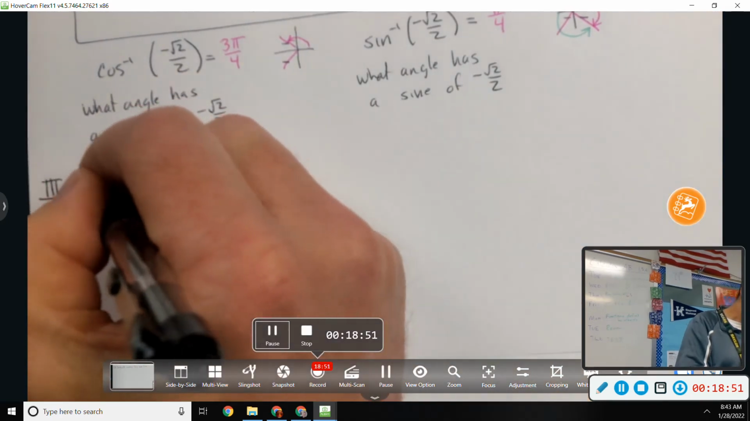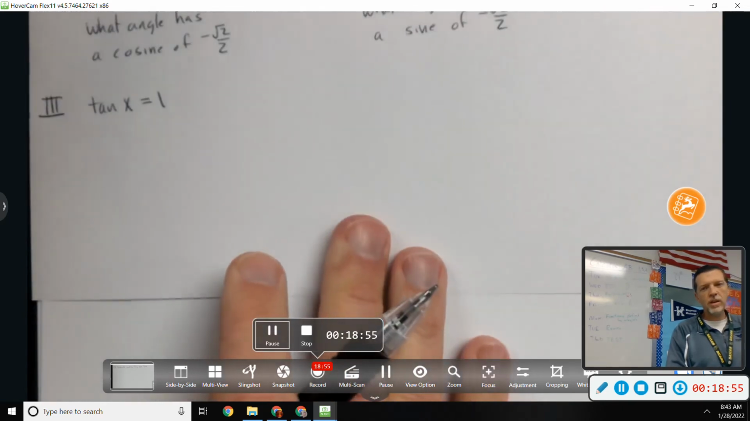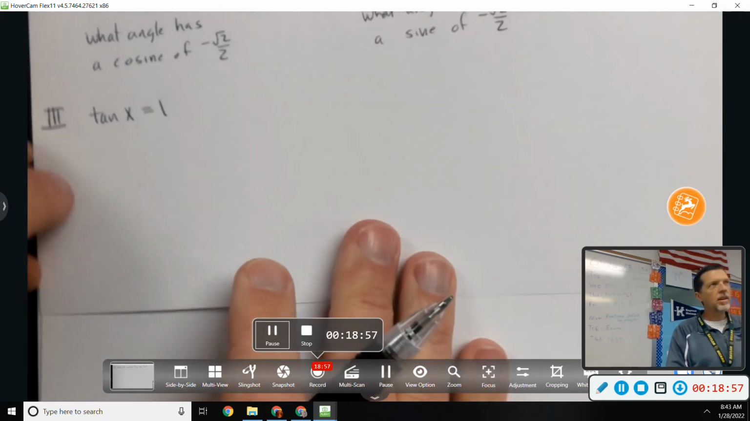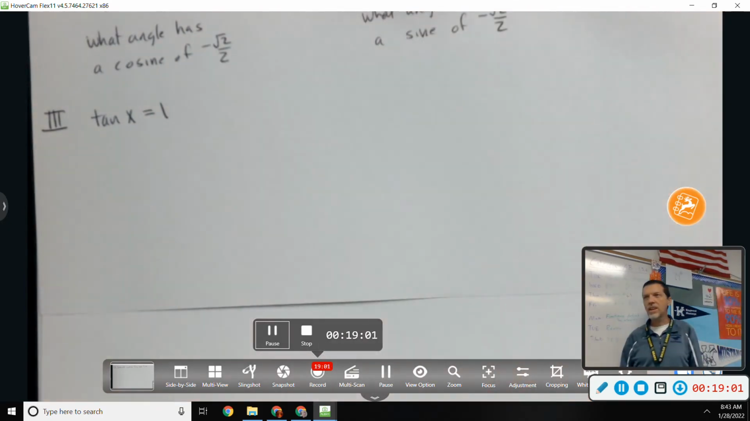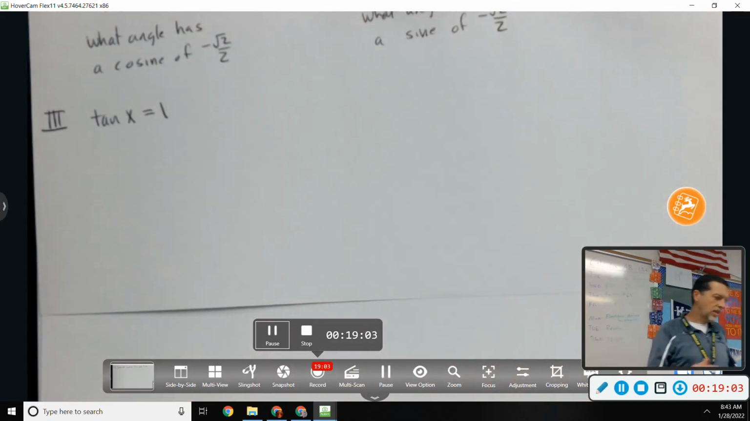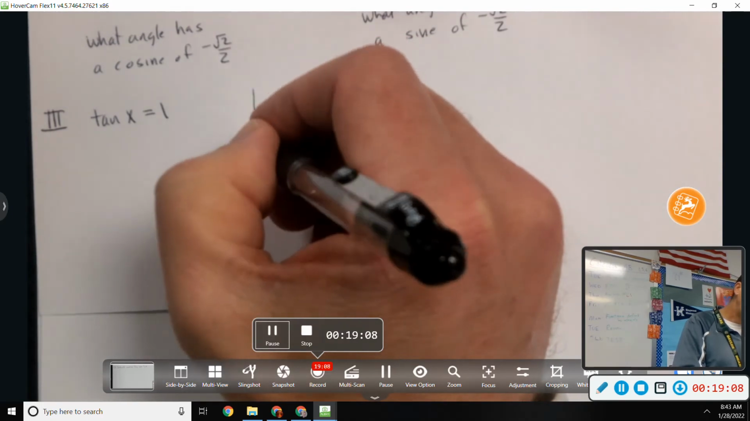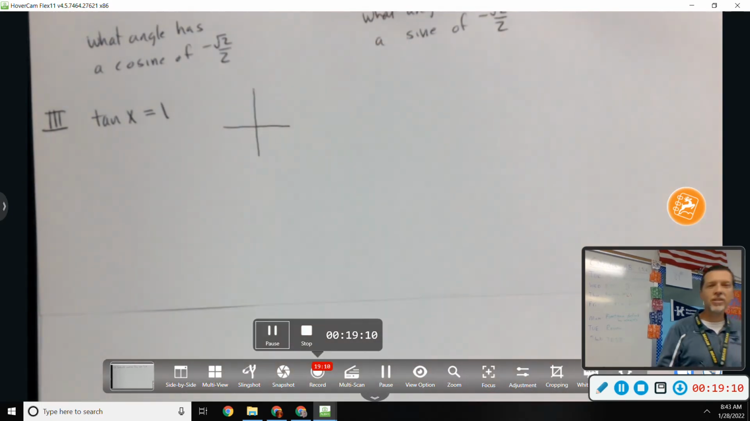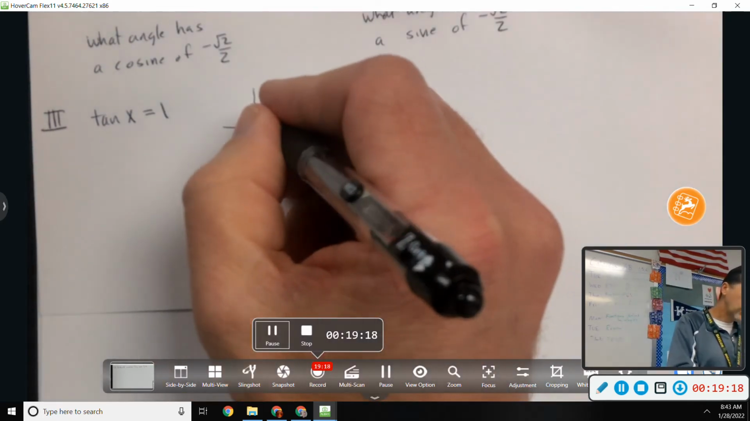Let's talk about tangent. We'll kind of go through the same process. Tangent of x equals 1. That's an equation. That's got lots of answers. Let's see, where's the tangent equal to 1? Well, where's it positive? I guess let's do that first. Where's tangent positive? It's the first one. First one for sure. Everybody's positive in the first one. First and third.